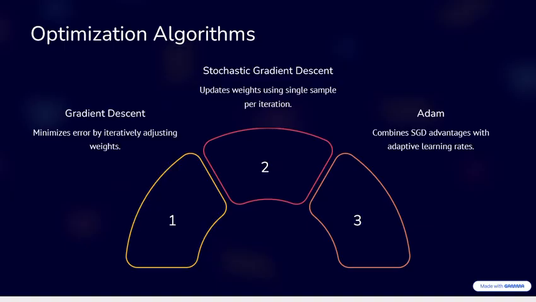So the next is optimization algorithms. Three optimization algorithms are given: gradient descent, stochastic gradient descent, and ADAM. Gradient descent means minimizing error by iteratively adjusting weights. Stochastic gradient descent means updating weights using a single sample per iteration. ADAM means combining SGD advantages with adaptive learning rates.